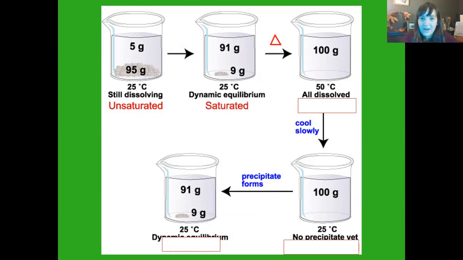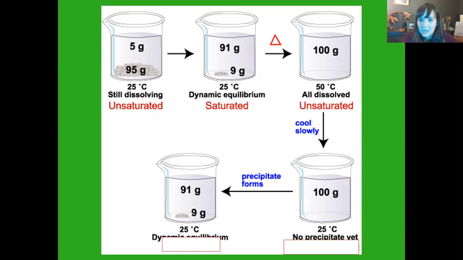Saturated. All right, now we're going to add heat. This red triangle means add heat. So we're heating it way up to 50 degrees Celsius, and boom, everything dissolved. All of those grams that were sitting at the bottom dissolved. And in fact, you could probably add a lot more solute to this and those would dissolve too. So would you call this solution unsaturated, saturated, or supersaturated? This one's unsaturated. You could add more and it would still dissolve.